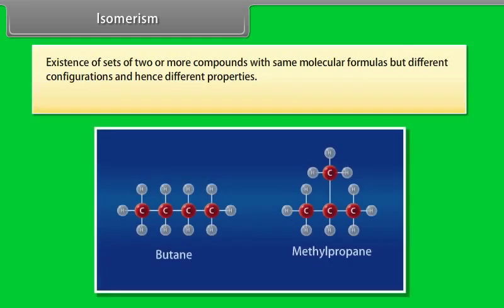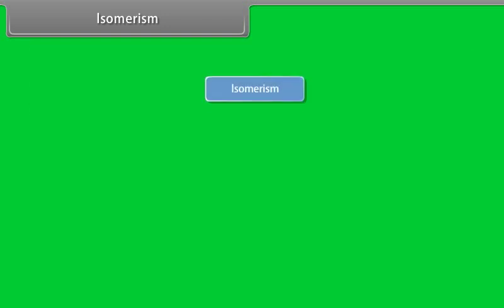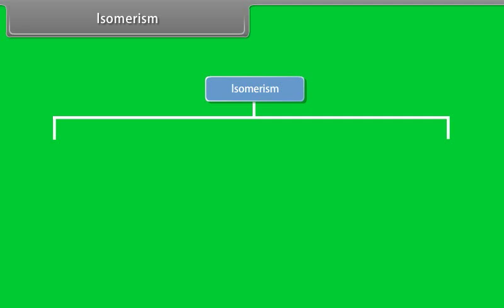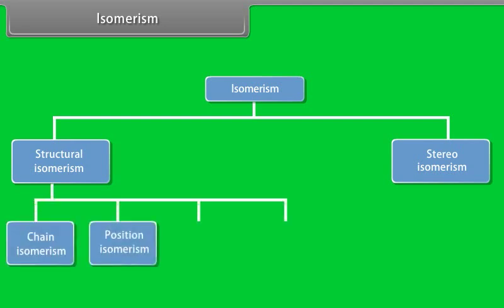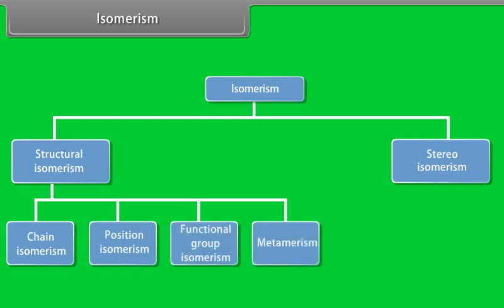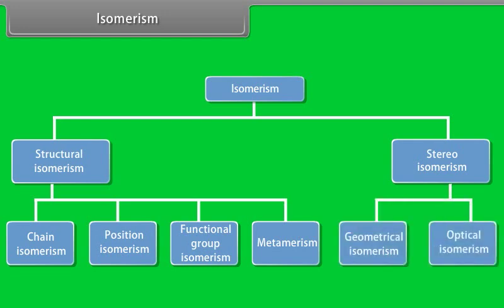Isomerism. Existence of sets of two or more compounds with same molecular formulas but different configurations and hence different properties. The compounds are called isomers. Different types of isomerism are: isomerism can be grouped into structural and stereoisomerism. Structural isomerism can be subdivided into chain isomerism, position isomerism, functional isomerism, metamerism. Stereoisomerism is further categorized into geometrical and optical isomerism.